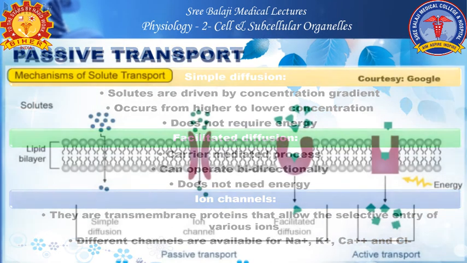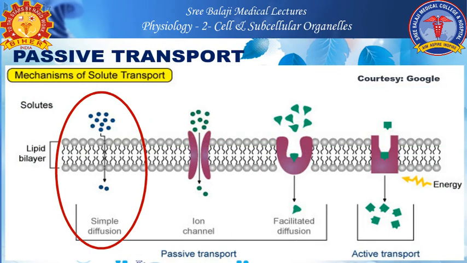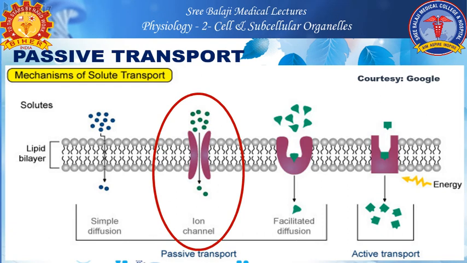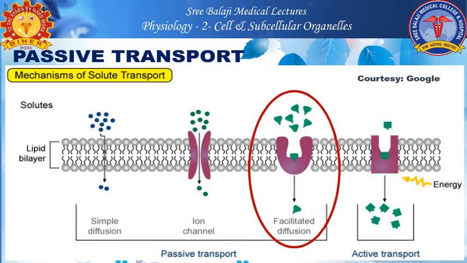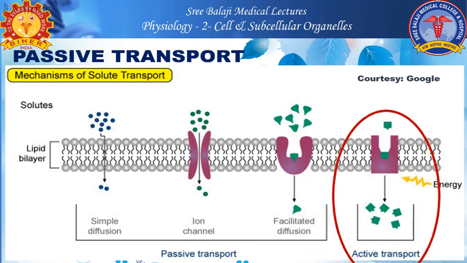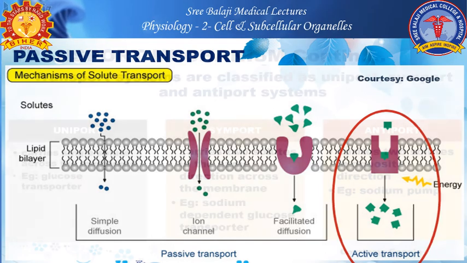Passive transport: see what is happening. In simple diffusion, no energy is required; solutes move from higher to lower concentration across the lipid bilayer. Ion channels carry sodium and calcium across. In facilitated diffusion, a carrier is present. In active transport, energy is required. So this picture says it all.